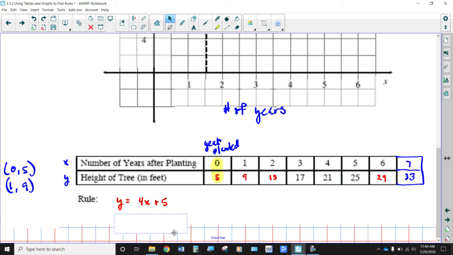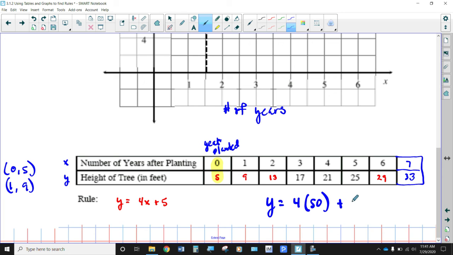If you said y is equal to 4x plus 5, then you would be correct. Because look at the third year. 4 times 3 is 12, and 12 plus 5 is 17. 4 times 4 is 16, plus 5 is 21, and 4 times 5 is 20, plus 5 is 25. So now let's go ahead and figure out what the height of the tree is going to be after the 50th year.